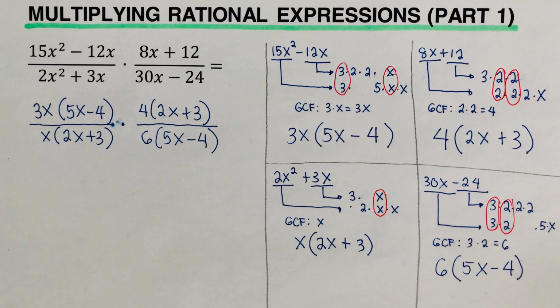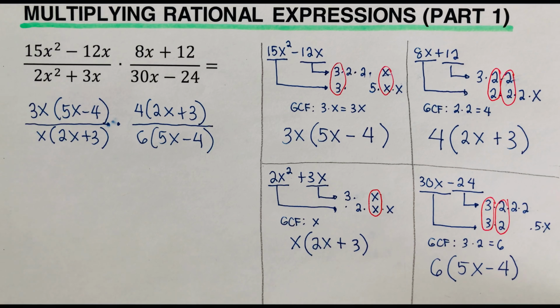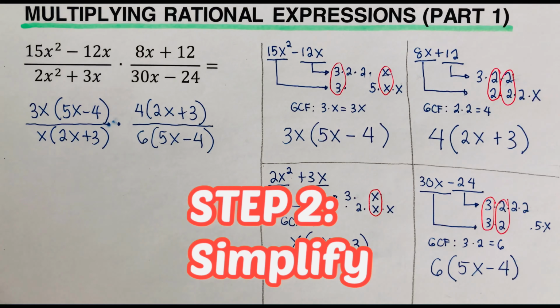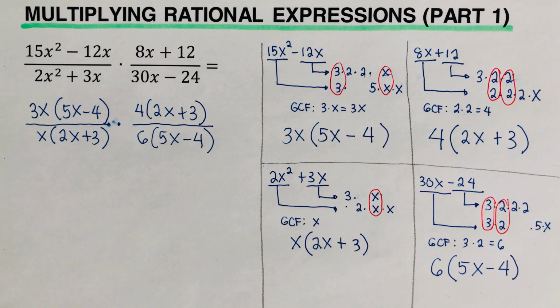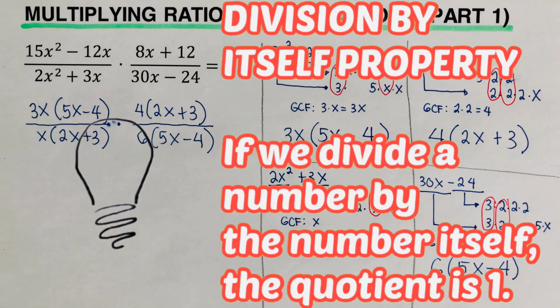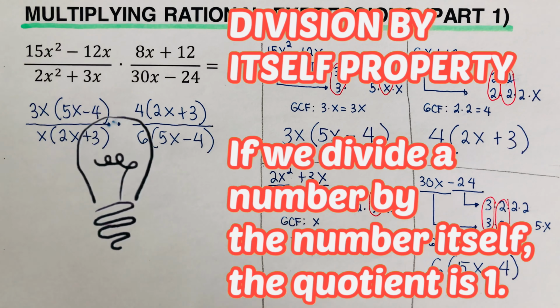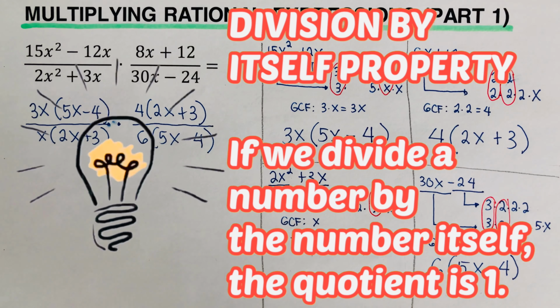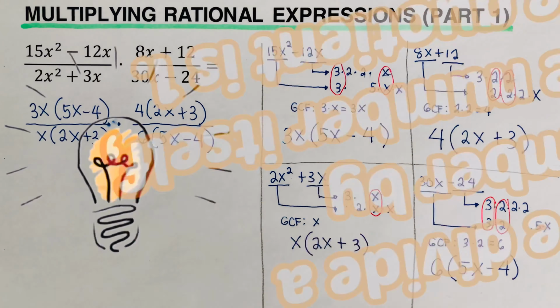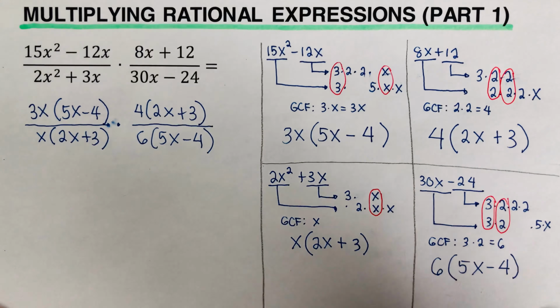Okay, so after we did the first step, we go ahead and move on to the second step. The second step is to simplify. In order that we can simplify this, we can actually use the division by itself property, which states that if we divide a number by the number itself, then the quotient is 1. Or pretty much we can go ahead and cross out those like terms.